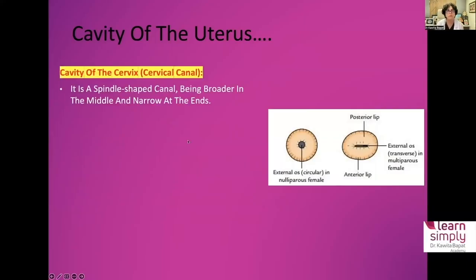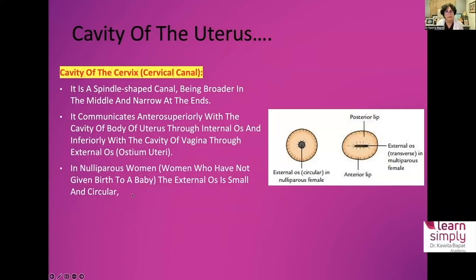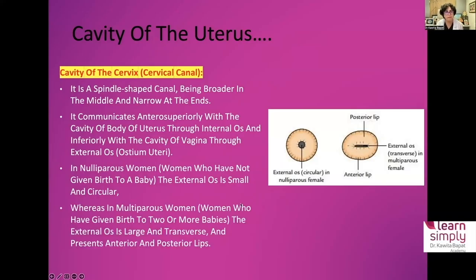So the cavity of the cervix is a spindle-shaped canal, being wide in the middle and narrow at the ends, communicates anterosuperiorly with the cavity of the body of the uterus through the internal os, and inferiorly with the cavity of the vagina through the external os. In a nulliparous woman, the external os is small and circular, but in multiparous women, who have given birth to 2 or more babies, the os is large, transverse, and presents anterior and posterior lips.